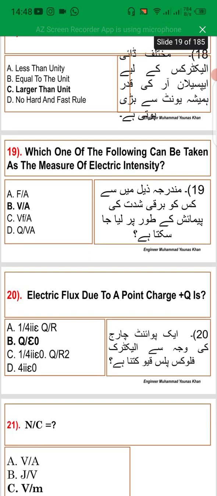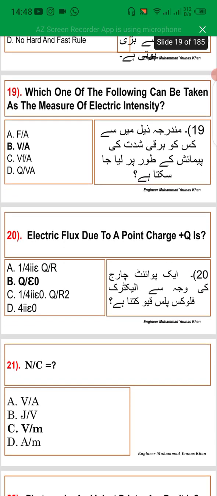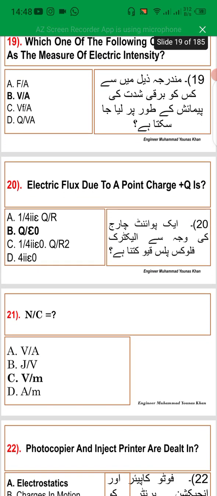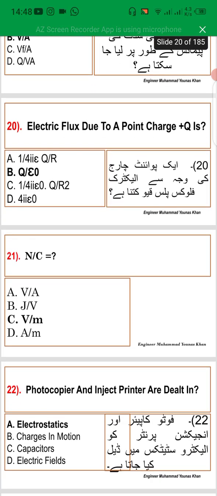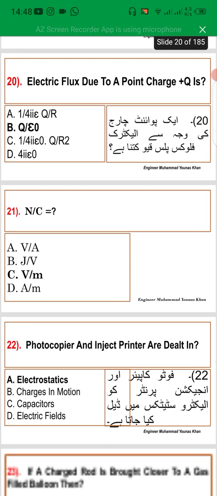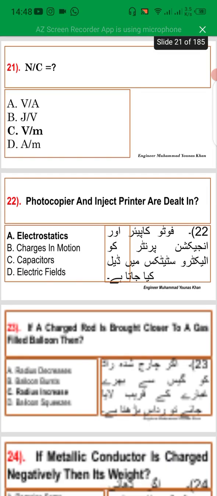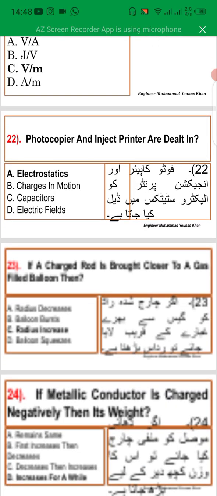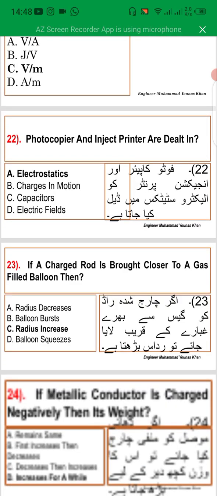Which one of the following can be taken as the measure of the electric intensity? V by A? Electric flux due to a point charge +Q is Q by epsilon naught. N by C is equal to V by m. Photocopier and inkjet printer are based on electrostatics.